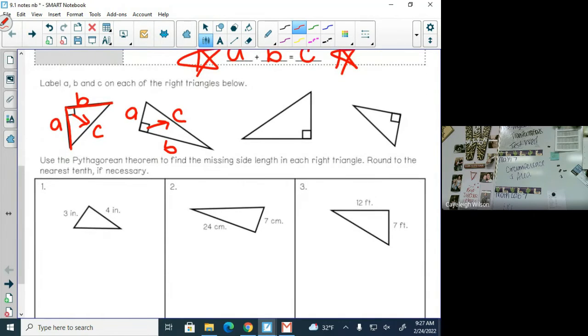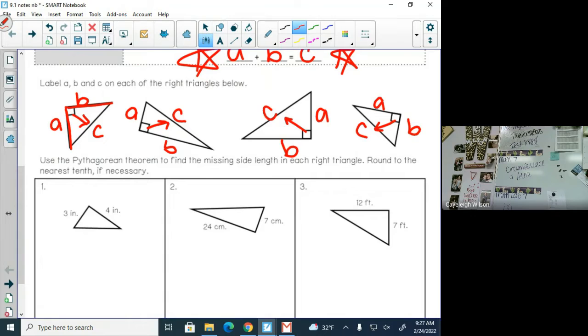All right, looking at the third one. The side across from the right angle is C. The other ones are A and B. You label that last one. The one across from the right angle is C. The other ones are A and B, or you can put A here and B here. It doesn't matter. It matters for C. Are there any questions about labeling the parts of the triangle?